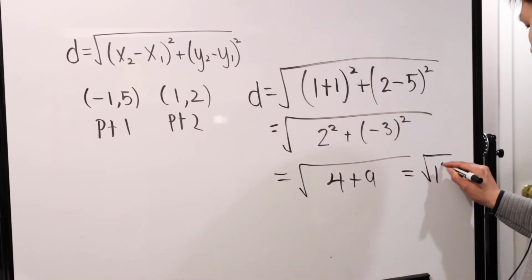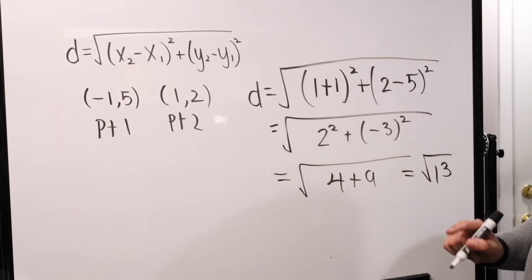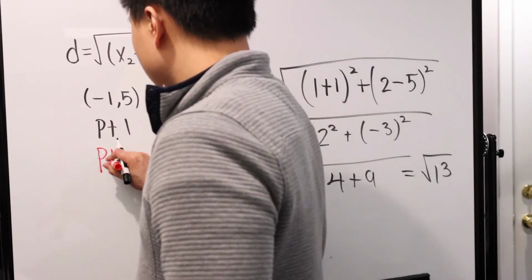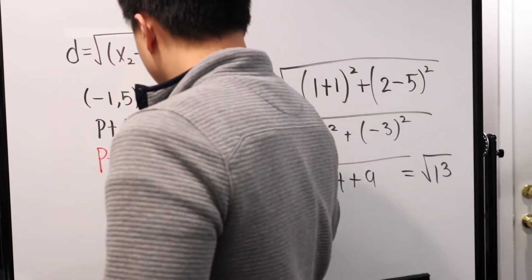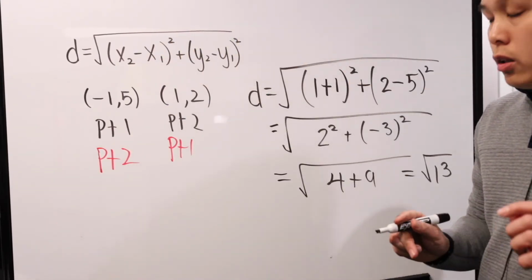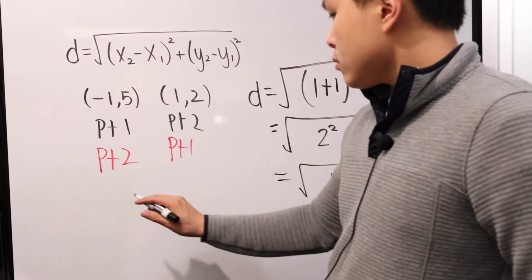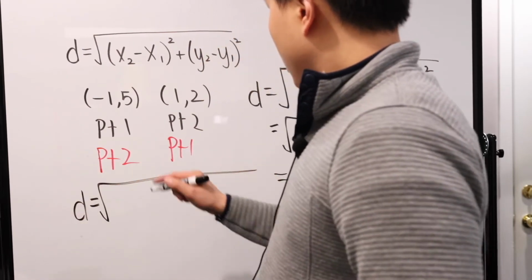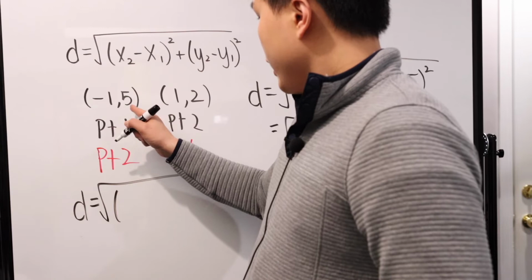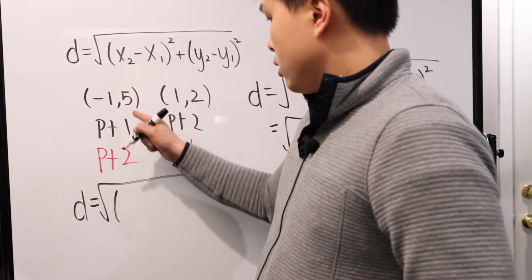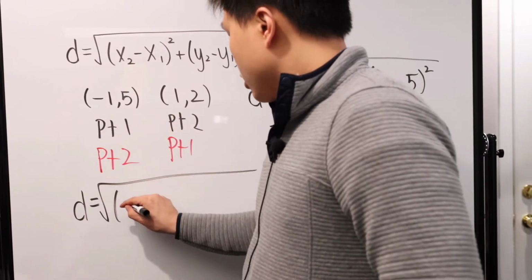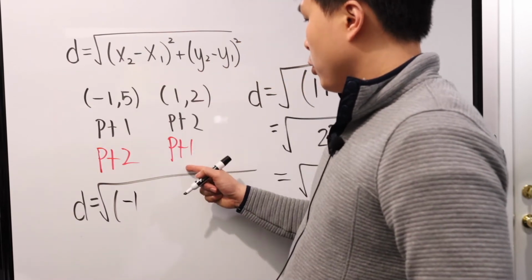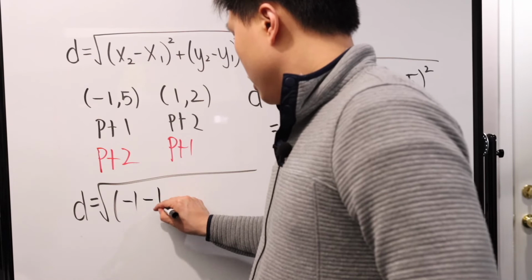or just the square root of 13. Now, what would happen if we switched it? Instead, this is going to be point 2 and point 1 right here. The result should be the same. D equals the square root of x2, in this case, right here, it's going to be negative 1 minus x1, if we think this is point 1 now, minus 1 squared.